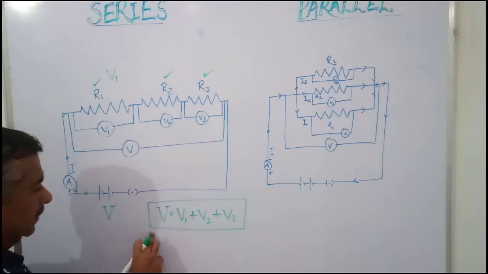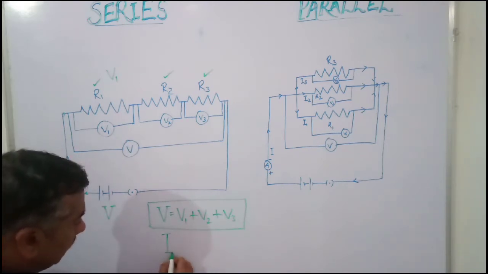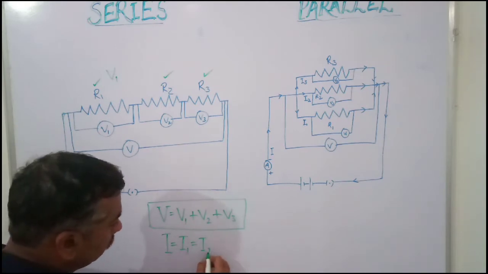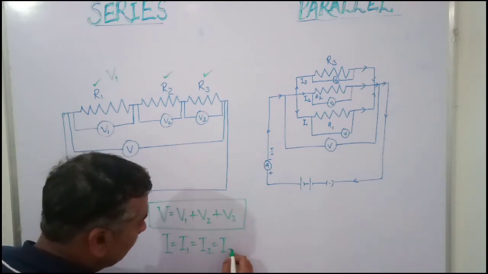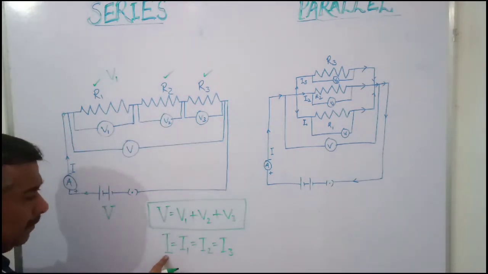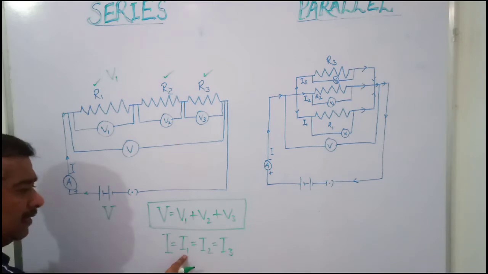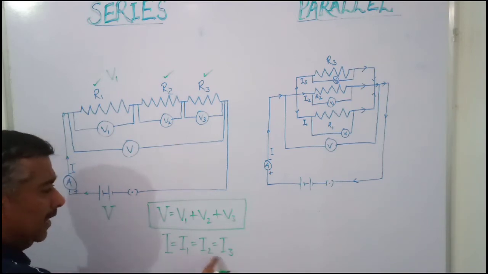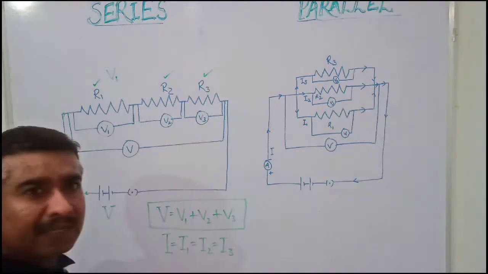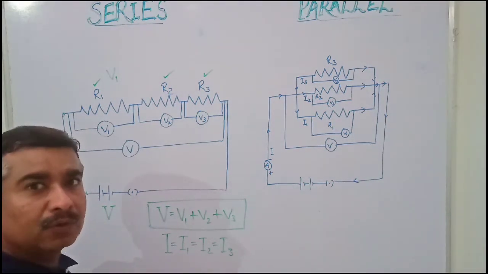So in series combination, the total potential is equal to the sum of the potential drops across each individual resistor. Whereas for the current, there is a single value of current through each resistor. That means there is a single value of current throughout the circuit, because the same amount of current will flow through the first resistor, the same amount will flow through the second and through the third resistor, because there is no other path for the current to flow, and the current does not get reduced.